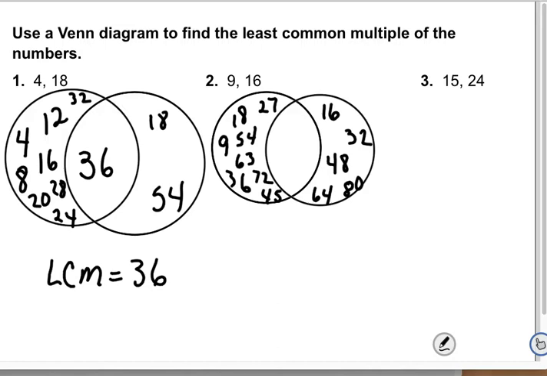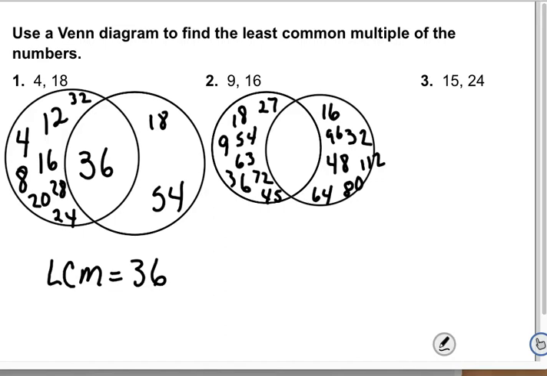No. 16 times 6? 96. 16 times 7? 112. Are we right with 112? Yes. Have I got one yet? And I'm going to have to keep going, aren't I? Yeah. Until I find it.